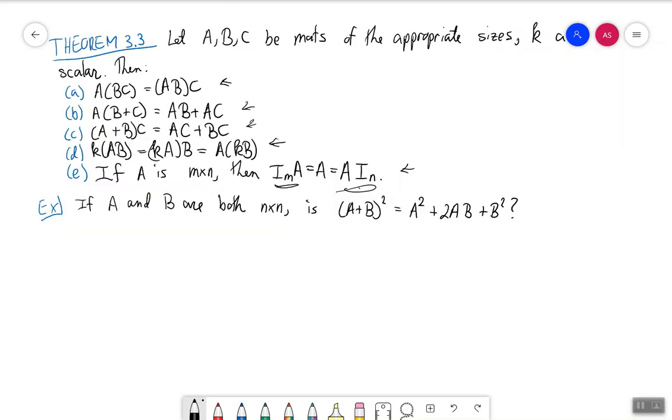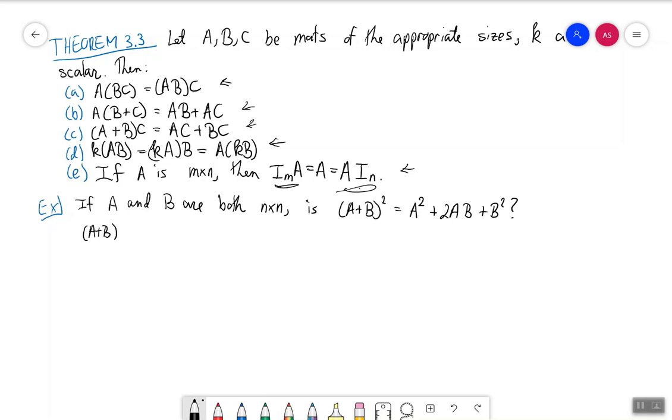If A and B are both n by n matrices, is the square of A plus B equal to A squared plus 2AB plus B squared? So if A and B were numbers, then this would be true. So let's see, is it still true for matrices? Well, let's calculate the left side and see if it equals the right.